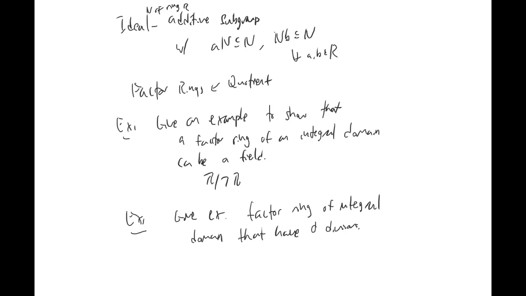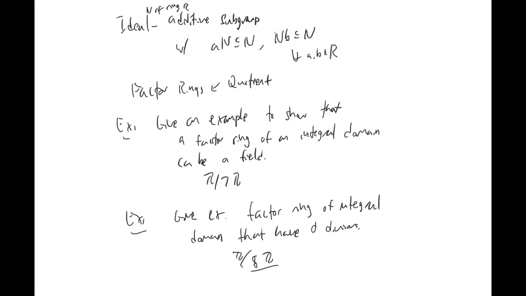What rings do you know that have zero divisors? Give me one. Yeah, that's it. Z is an integral domain. 8Z is your ideal, and when you quotient out, it has zero divisors, right? Everyone good so far? So it shows factor rings can be different from the original.